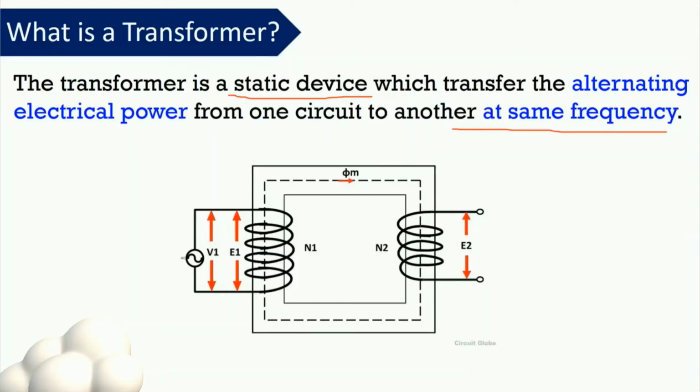The transformer consists of two electric circuits and one magnetic circuit. These electric circuits are interconnected with only one magnetic circuit. So the induced magnetic field in one will be transferred to the other, and therefore the frequency of the power which has been transferred will always remain the same.